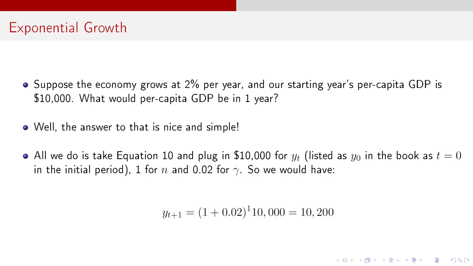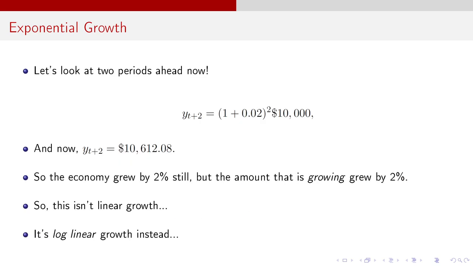But just plug in Y_t = 1 for n, 0.02 for gamma. And that gives us Y_{t+1} = (1 + 0.02)^1 times 10,000, which gives me $10,200. Two periods ahead, well, it's (1 + 0.02)^2, so 1.02 squared times 10,000 is going to give me $10,612.08.